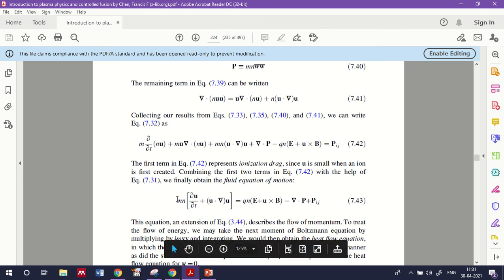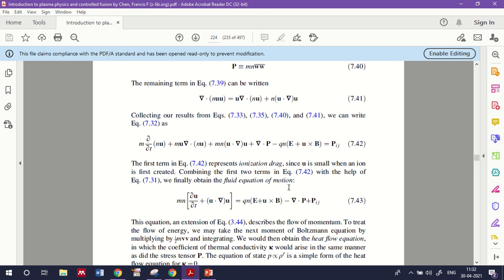m1 into ∂u/∂t plus u dot ∇u, combining these three terms, we'll actually get the fluid equation of motion, which is equal to q n (E plus v cross B) minus ∇ dot P plus Pij. So this is called the fluid equation of motion, which we derived from the Boltzmann equation.